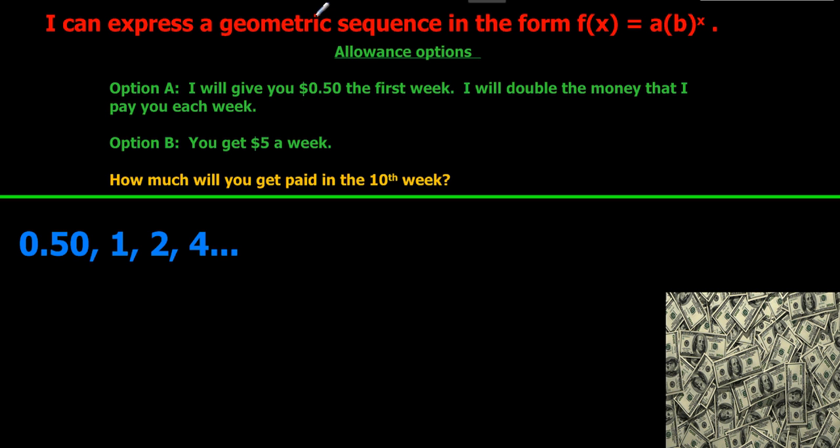Hello, math friends. Today we're going to talk about how you can express a geometric sequence in the form f of x equals a times b to the x. So to do that, option A is that I'll give you 50 cents the first week, and I'll double the money each week that I pay you after that.